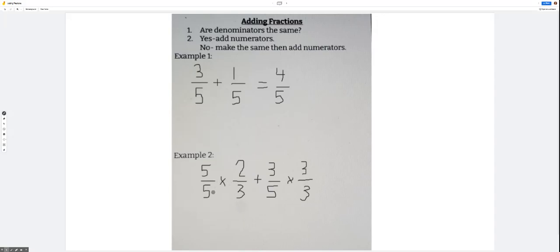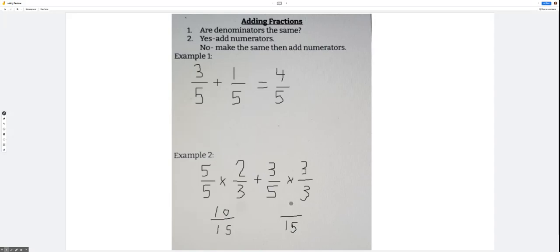So we're going to say 5 times 3 is 15. And 5 times 2 is 10. Then we have 5 times 3 again. That gives us 15, which it should. We need to make sure that we're getting those denominators to be the same number.